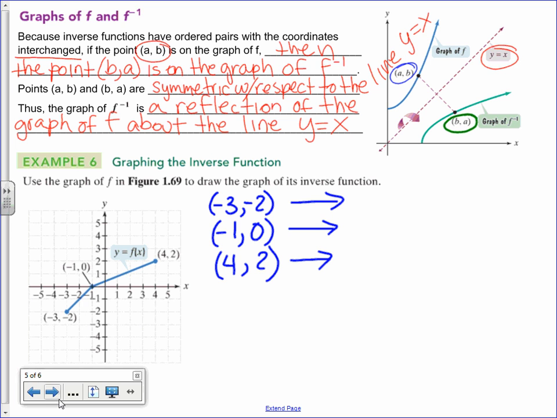After you do that with points, go ahead and graph it. So we'll have (-2, -3), (0, -1), and (2, 4).